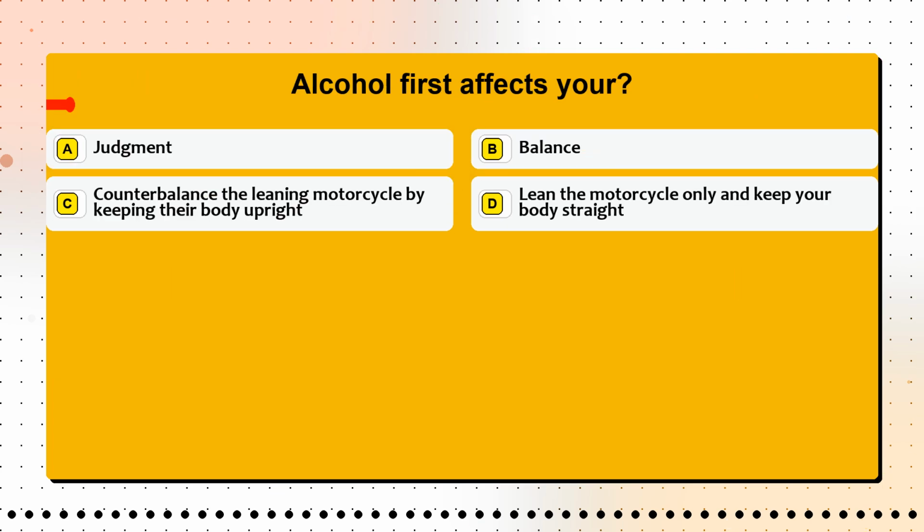Question 43. Alcohol first affects your? Here are the options. Option A. Judgment. Option B. Balance. Option C. Counterbalance the leaning motorcycle by keeping their body upright. Option D. Lean the motorcycle only and keep your body straight.